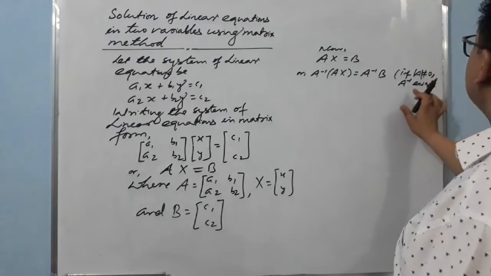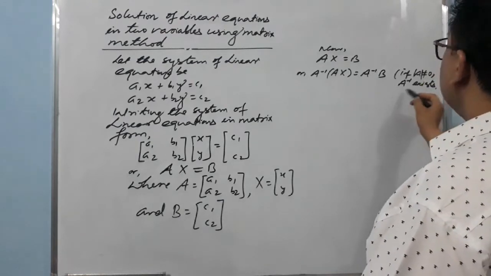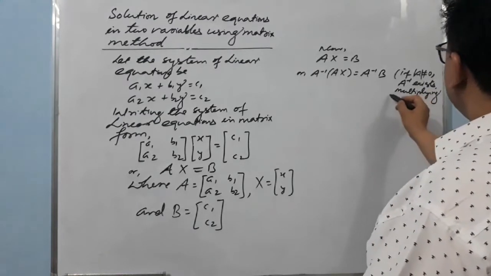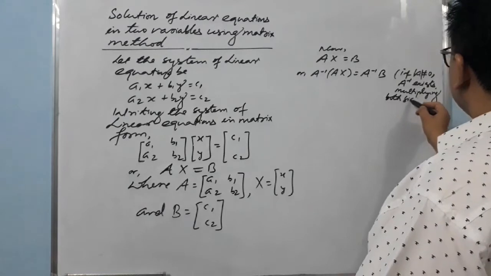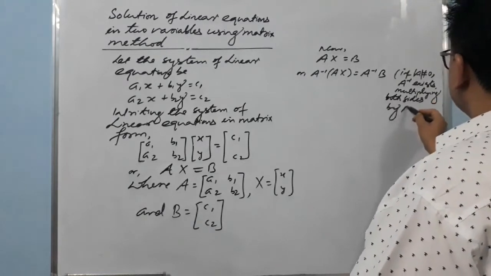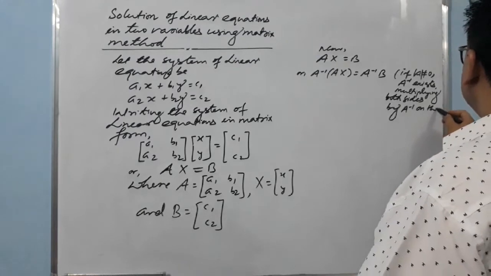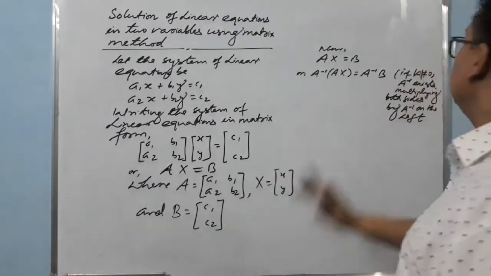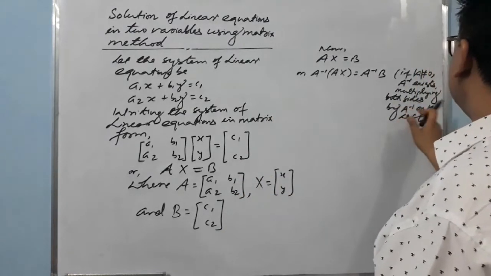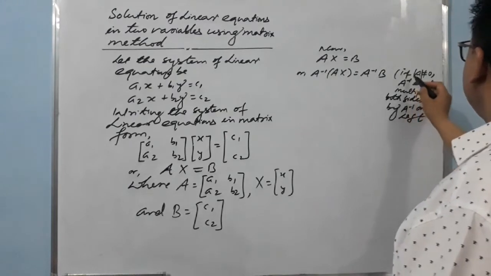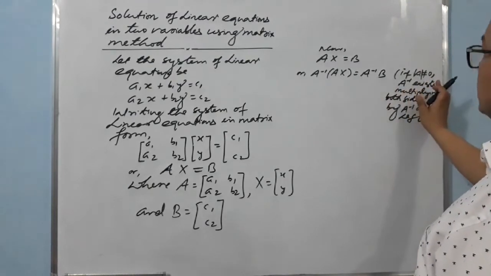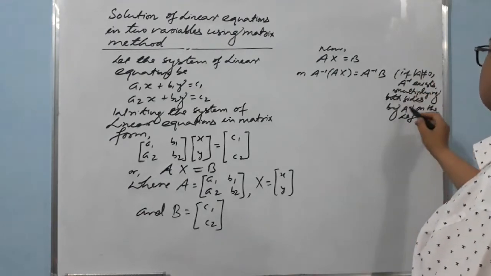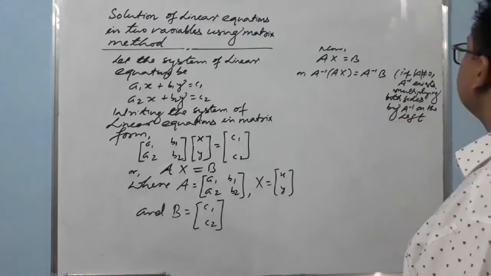Since the determinant of A is not equal to 0, the inverse exists, and so we multiply both sides by A inverse on the left. Both sides, but on the left, okay. If the determinant of A is not equal to 0, then A inverse exists. Then we multiply both sides by A inverse on the left.